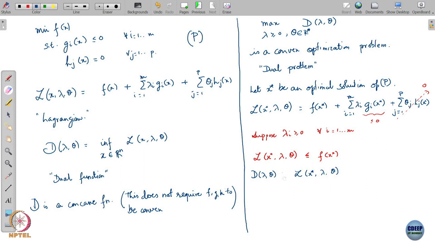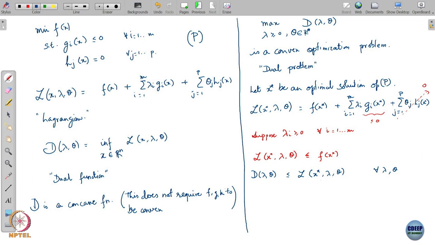So, d of lambda comma theta is the infimum of the Lagrangian. If it is the infimum of the Lagrangian, it follows that d of lambda comma theta is always less than or equal to L of x star comma lambda comma theta, and this holds for all lambda and for all theta. I do not even need to restrict my sign here. This holds for all lambda and all theta.